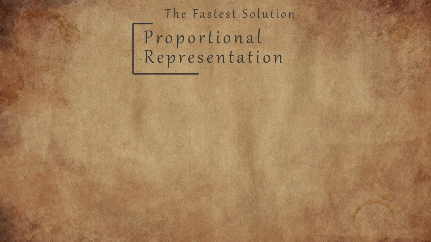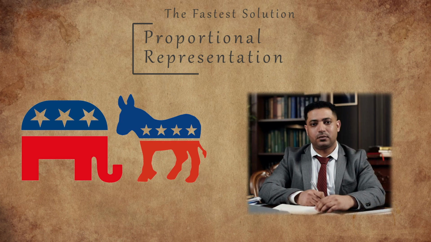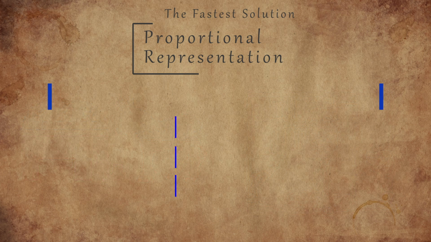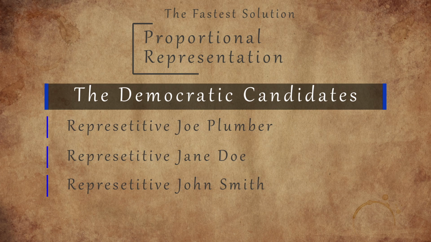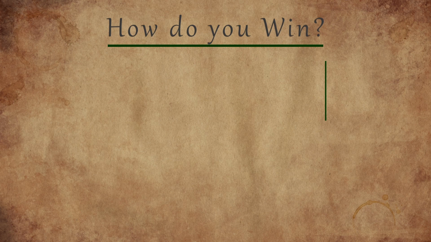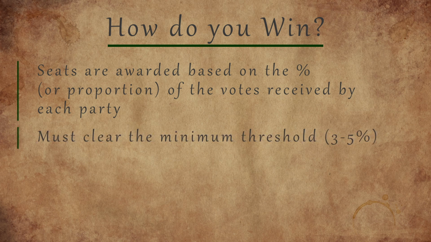Under proportional representation, voters in each state vote for the party they want to represent them rather than an individual candidate. In many countries that already use proportional representation, parties will make a list of candidates available so voters still have an idea of the people who will end up representing them. After the election, seats are awarded based on the percentage of votes that a party receives, so long as they clear a vote threshold, typically 3 to 5%.